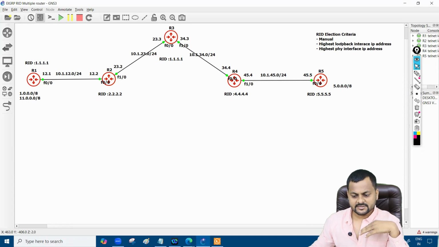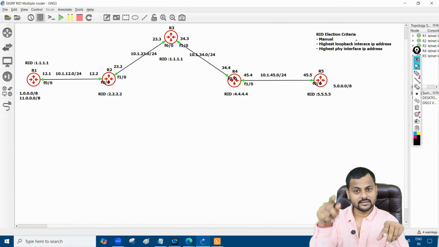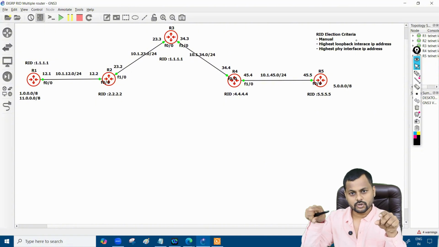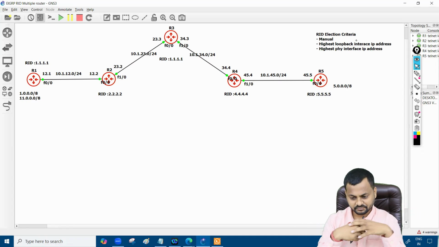The election criteria of the router ID says that first you have to give the manual preference, right? If you don't give the manual preference, then it will go with the highest loopback interface IP address. And if you don't have a loopback, then it will go with the physical interface IP address. And what happens if you don't have a physical interface IP address? Then in that case, the router ID will be 0.0.0.0, right? That simply says that the router doesn't have any router ID.